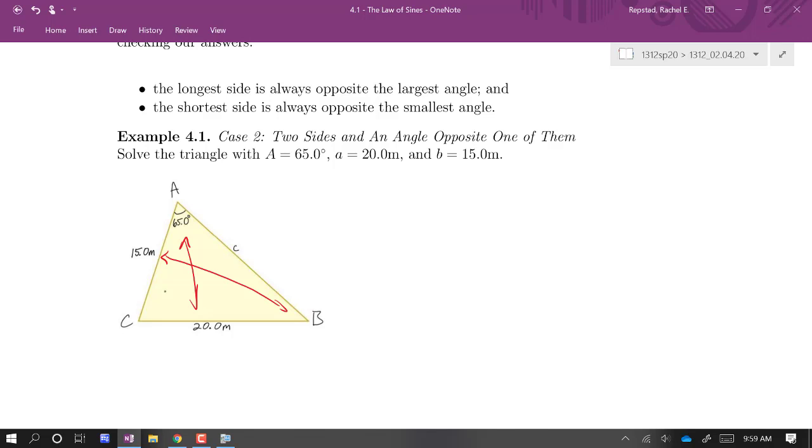But I know for sure that angle B is going to be less than 65 degrees. Why do I know that? Because the angles and the side lengths correspond to each other. The side opposite angle B is shorter than the side opposite angle A, so angle B has to be smaller than angle A. That means when I use the arc sine function to figure out what angle B is, the acute angle that arc sine is guaranteed to give me is going to be the angle that I'm looking for.